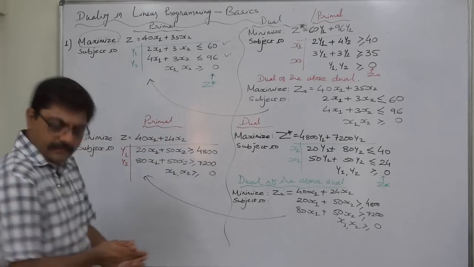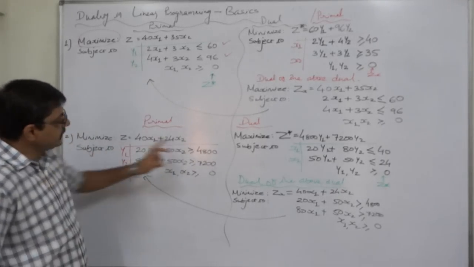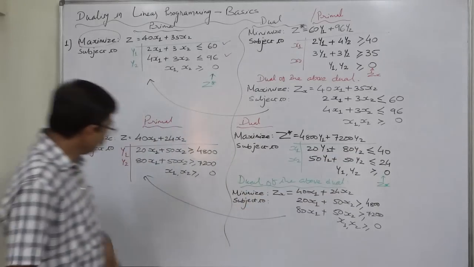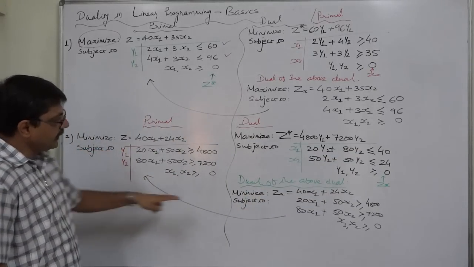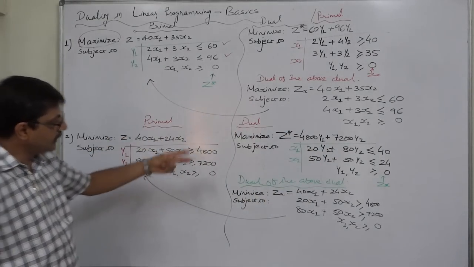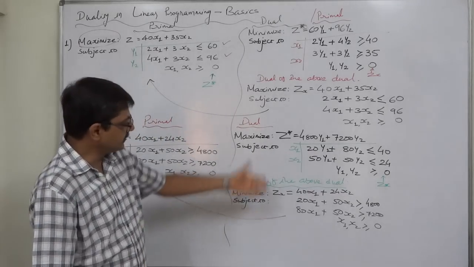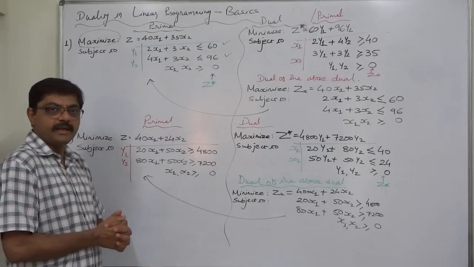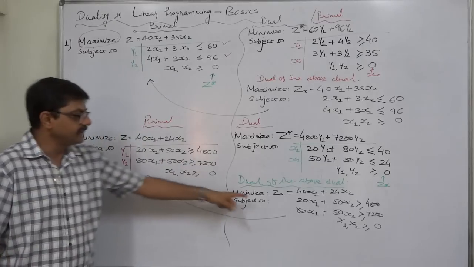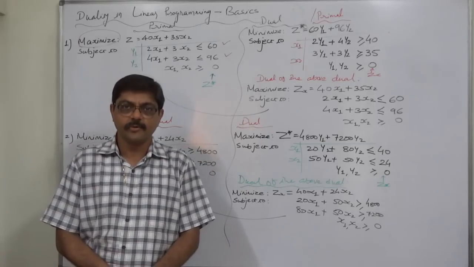But let us see what is happening with the checkpoints. Objective minimize, objective maximize, sign greater than or equal to, sign less than or equal to, number of constraints in the primal equals number of variables in the dual, number of variables in the dual equals number of constraints in the primal. All the checkpoints are satisfied. That means this is a valid dual. But the important thing we arrived at the end of both the solutions is that the dual of the dual is the primal itself. That's it for now. In the next lecture we are going to cover some complicated problems. Thank you.